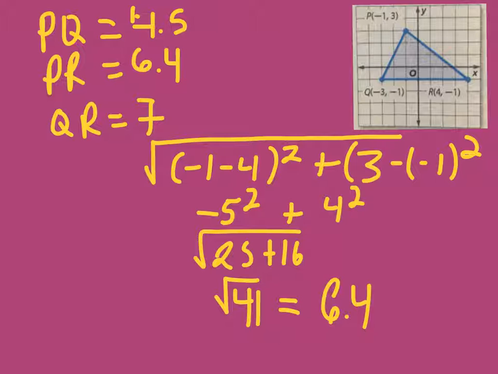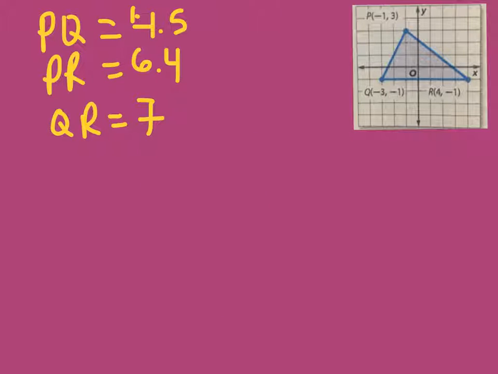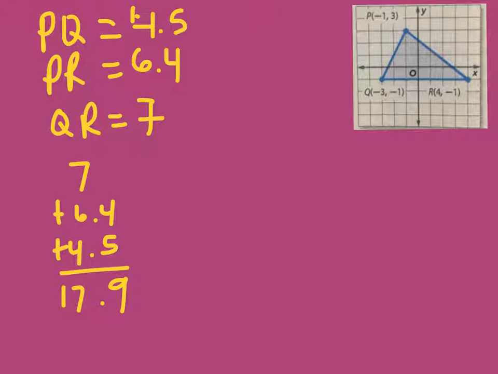Now we have all the information that we need to actually answer the question that was asked of us in the beginning. In the beginning, we were asked for the perimeter and we were asked for the area of this. So for the perimeter, easy. All we have to do is add these up. 7 plus 6.4 plus 4.5. We get 9. Bring down your decimal, and that's 17.9 square units.